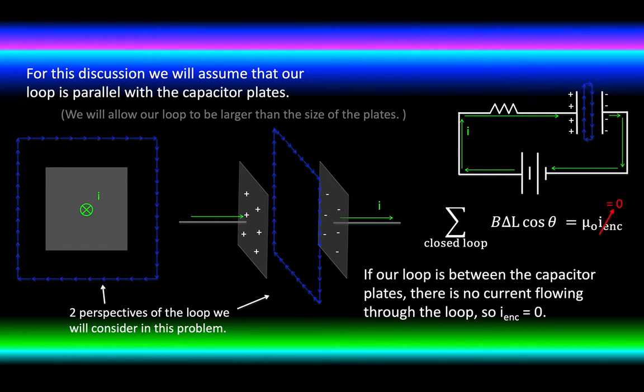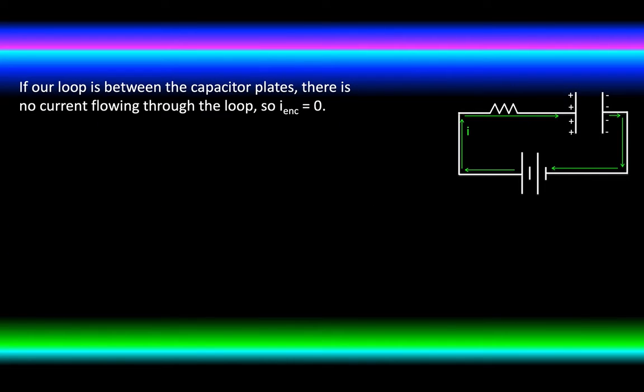Now, very explicitly from the picture that I've drawn, there is no current passing through the plane of this loop. Well, if there's no current passing through the plane of this loop, then I enclosed is going to be 0. So the entire right-hand side of Ampere's law appears for the moment like it's going to be 0. But this isn't going to be the full story, so let's investigate this more closely.